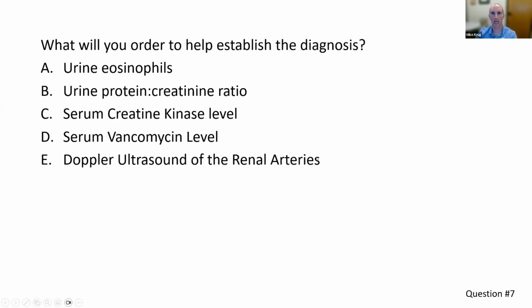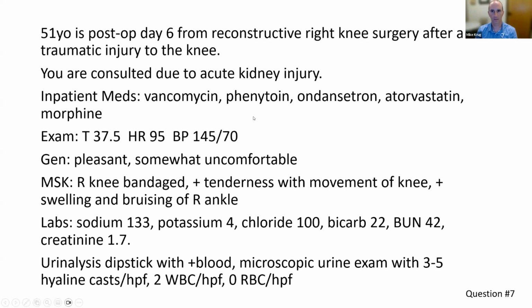What will you order to help establish the diagnosis? A, urine eosinophils. B, urine protein to creatinine ratio. C, serum creatine kinase level. D, serum vancomycin level. E, Doppler ultrasound of the renal arteries. I'll pop back in a moment to the stem. Stay on this for a few seconds and then I'll go back.